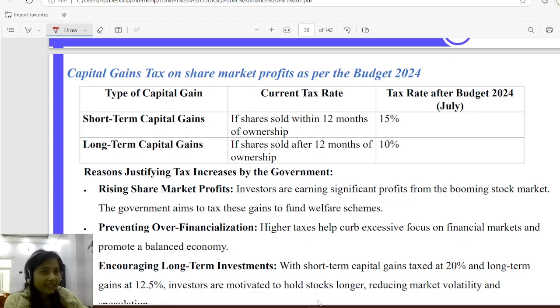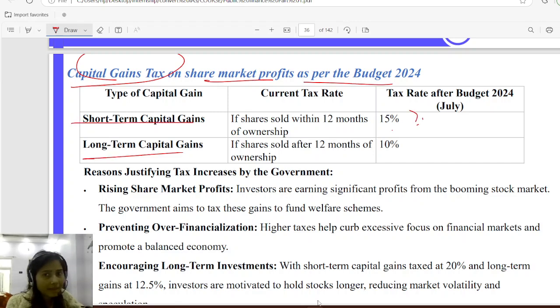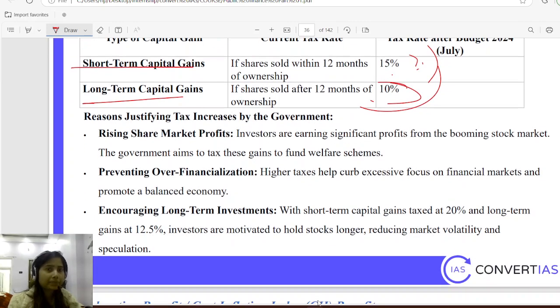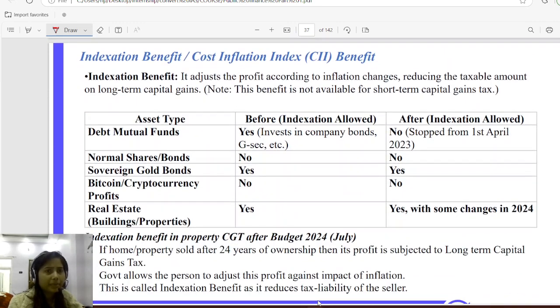Okay. Then capital gain tax on share market profit as per the budget. Short term capital gain 15%, long term capital gain they are charging 10%. So again, on different kinds of things they charge different rates. In share market they are charging this percentage. The reason justifying tax increases by government is rising share market profit. Same thing for mains, not needed now.